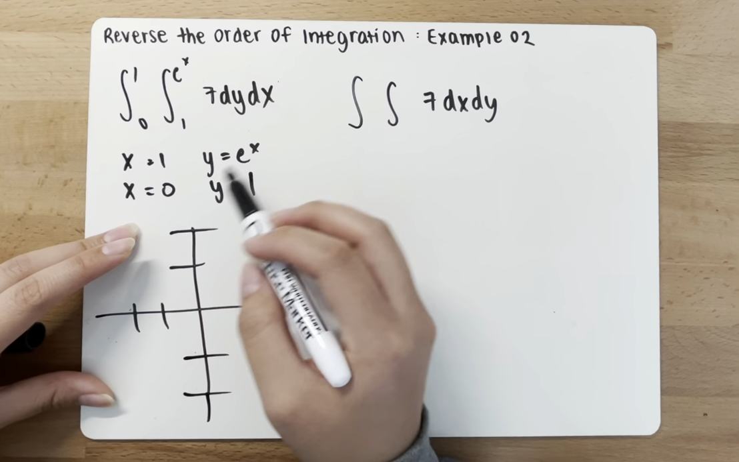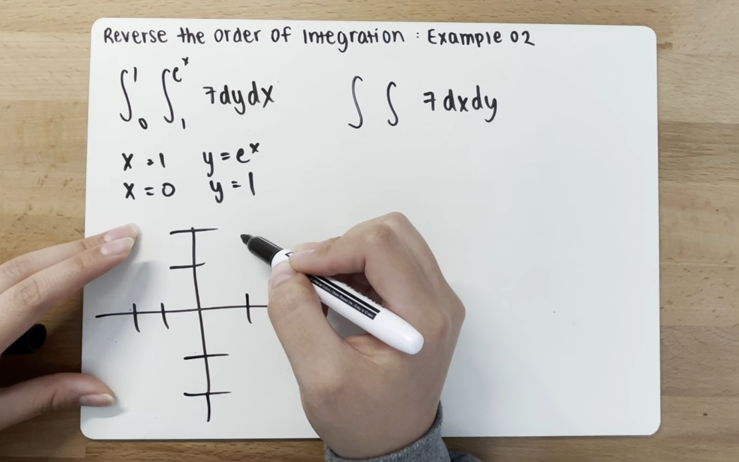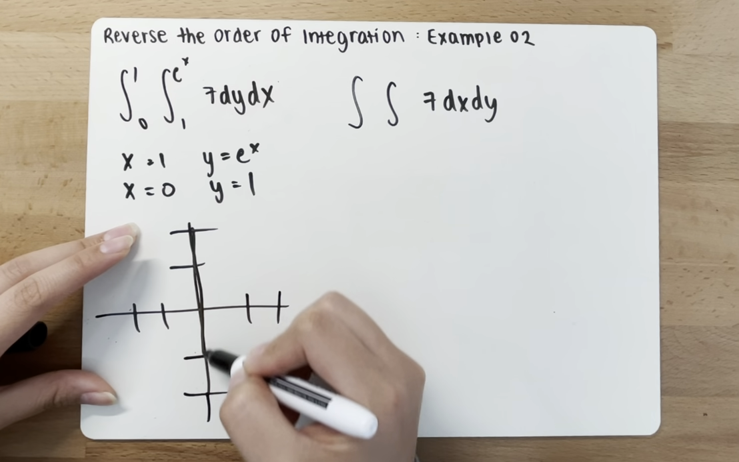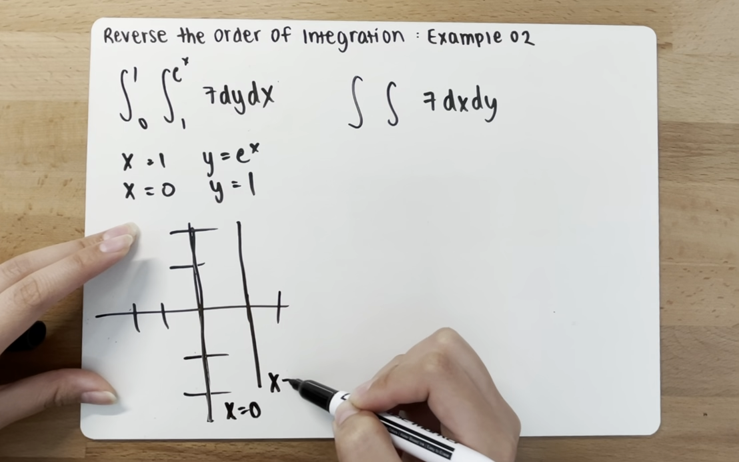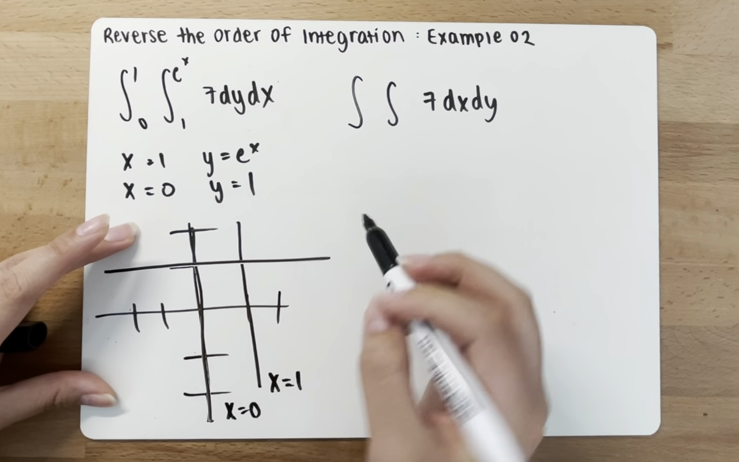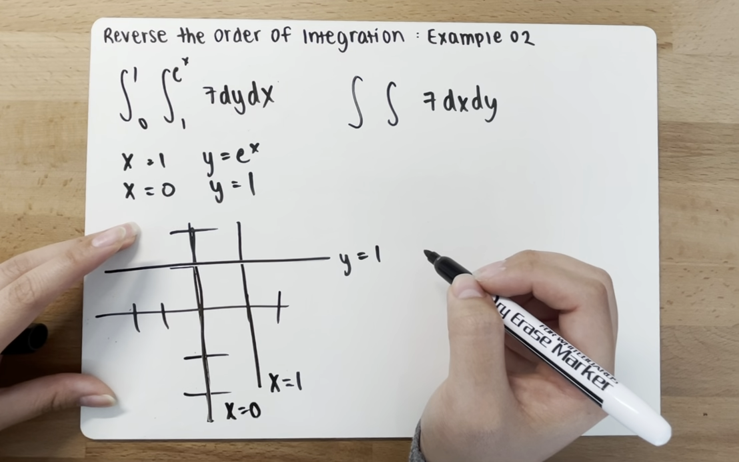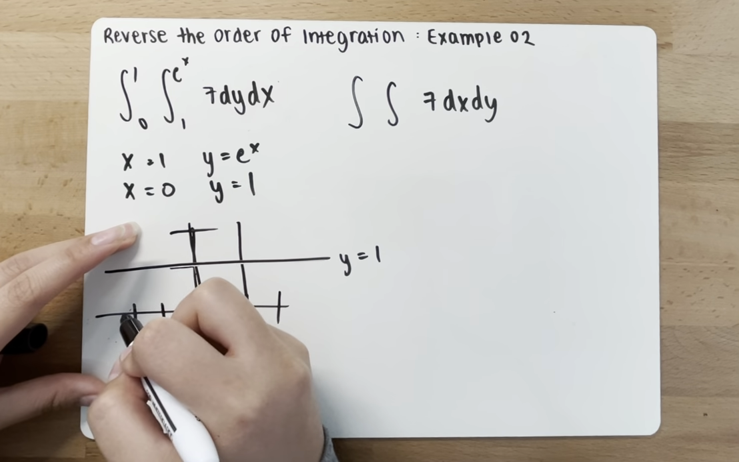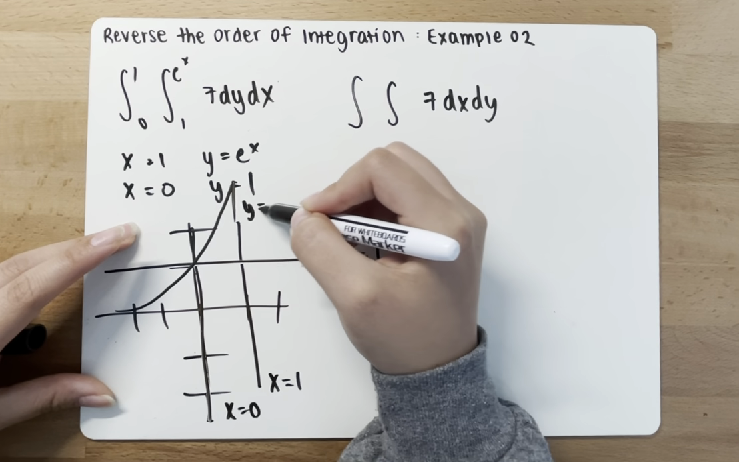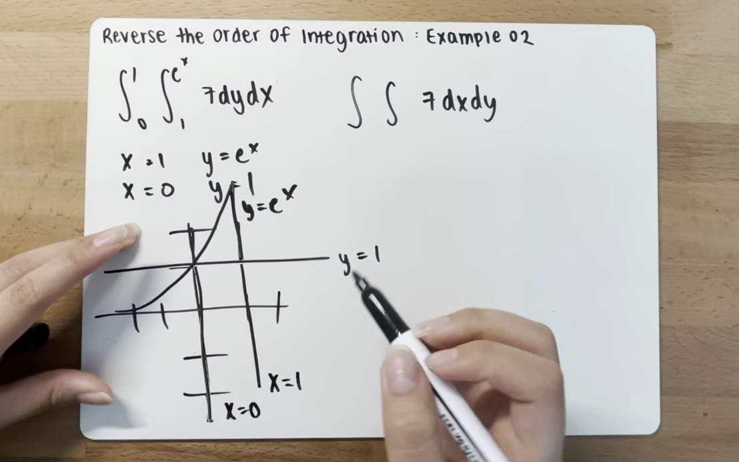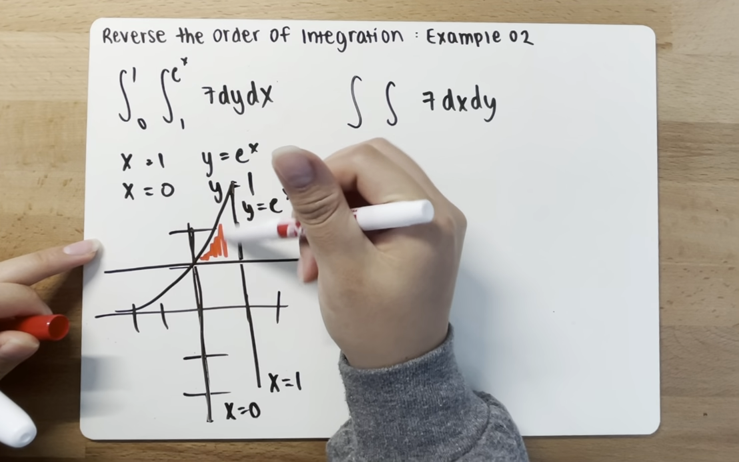these lines and curves. So the line x equals 0 looks like this, label it. x equals 1 looks like this, label it. y equals 1 looks like this, label it. And y equals e^x looks like this, label it. Okay, so if you want to shade in, our region will be right here.